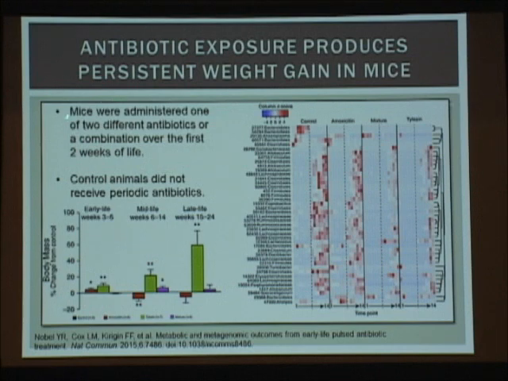So mice were administered one of 2 antibiotics in the first 2 weeks of life in this pulsatile fashion, and control animals didn't receive the periodic antibiotics.